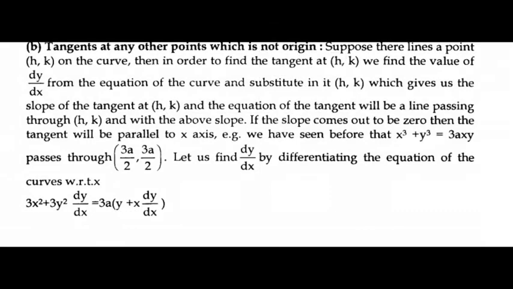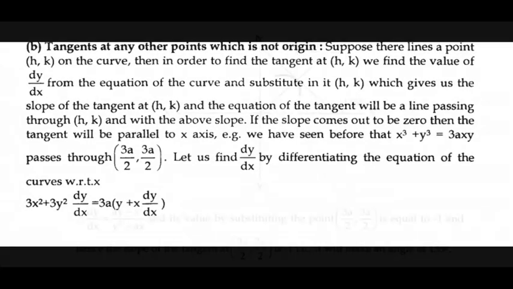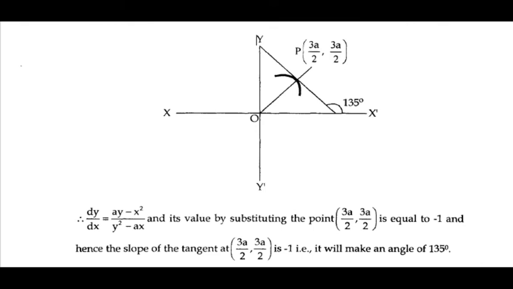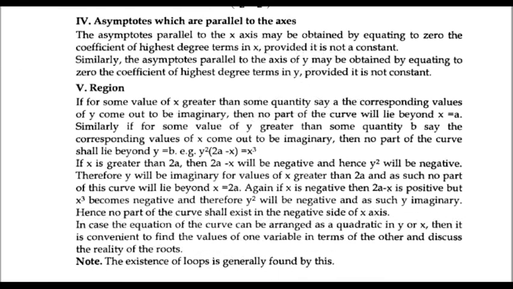So when you solve this equation for dy by dx, we get (ay minus x square) divided by (y square minus ax). On substituting the value (3a/2, 3a/2), dy by dx is equal to minus 1, and hence the slope of the tangent at this point is minus 1. That means it makes an angle of 135 degrees.